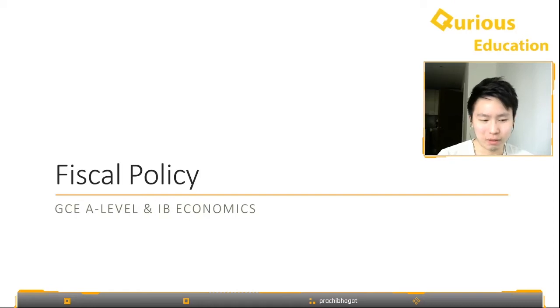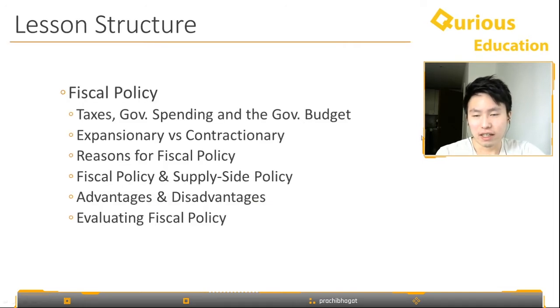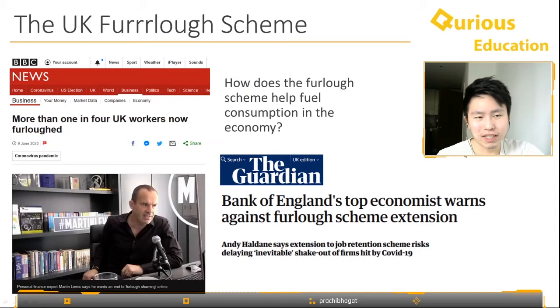So today, fiscal policy, like we said, but before we start, let's have a look at these different things we'll be covering. So fiscal policy is mainly about taxes and government spending, and they use these tools in order to control the level of demand in the economy. So we'll be covering that. We'll be looking at expansionary versus contractionary fiscal policy, why we want to do fiscal policy, some advantages and disadvantages, and so on.